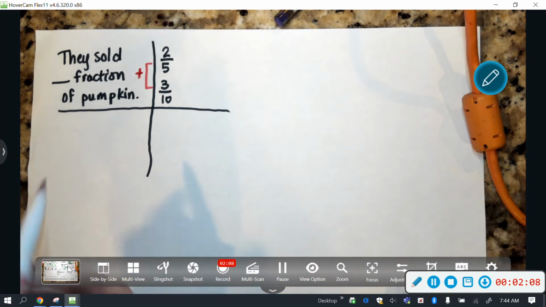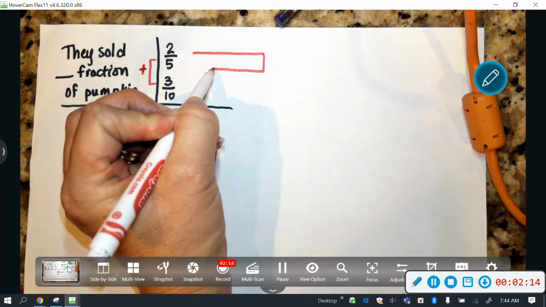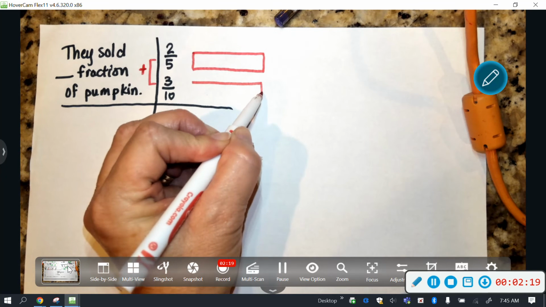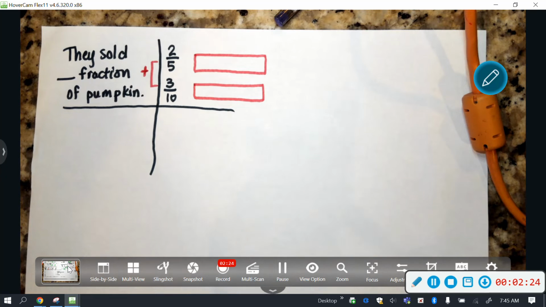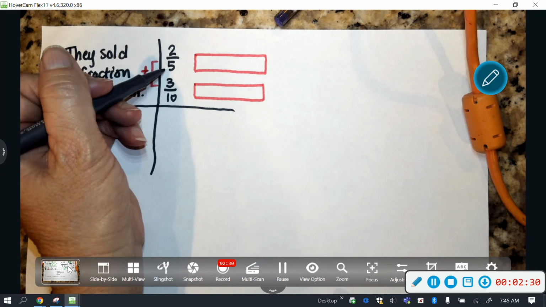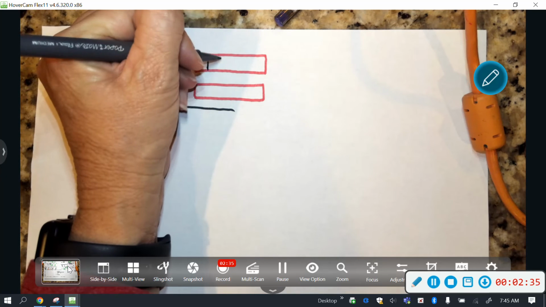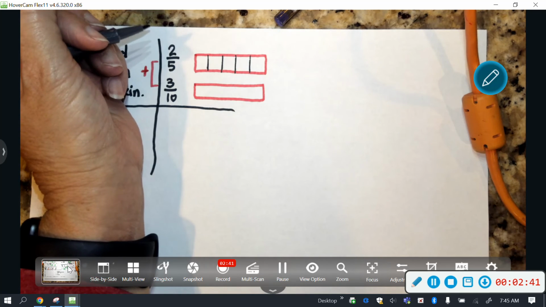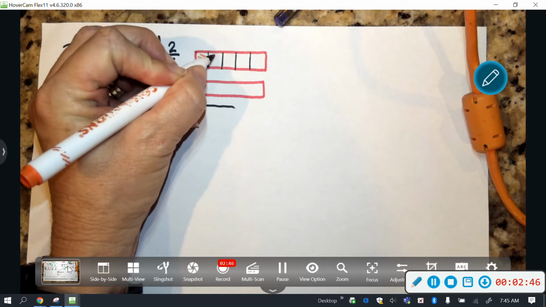So out to the side, what I would do is I would draw two equal pictures. Remember from representing and solving the practice from Tuesday, we talked about making sure that our pictures are equal in size. That makes it easier to compare and look at. So my first picture, I'm going to need 5 equal pieces because my denominator is 5. So I'm going to cut this into 5 equal pieces. 1, 2, 3, 4, 5. And I'm going to quickly just shade in 2 of those 5 pieces.